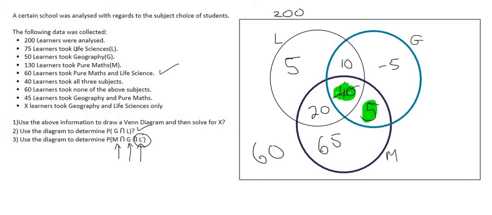And so we are left with 5 people. So what it means is 5 people do maths and geography and not life sciences. So that's 5 out of a total of 200 people. And if you simplify that, you're going to end up with 1 over 40. And that's it. So my apologies for having a weird answer over here. Sorry for the minus 5 people who do geography. I promise you though, the numbers are absolutely perfect. It's just that the numbers don't make sense if we think about real life.